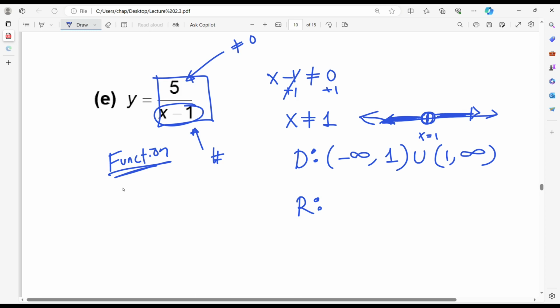We can have a range from negative infinity to 0, union 0 to infinity. Again, this thing could be whatever it wants except 0, because in order to be 0, the numerator would have to be 0, and that is not possible. So our range is from negative infinity to 0, not including 0, union 0 to infinity, again not including 0.